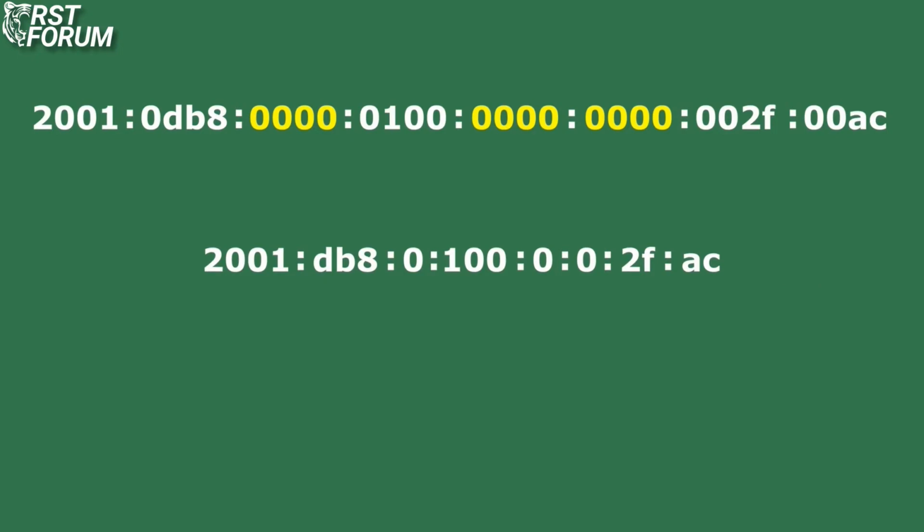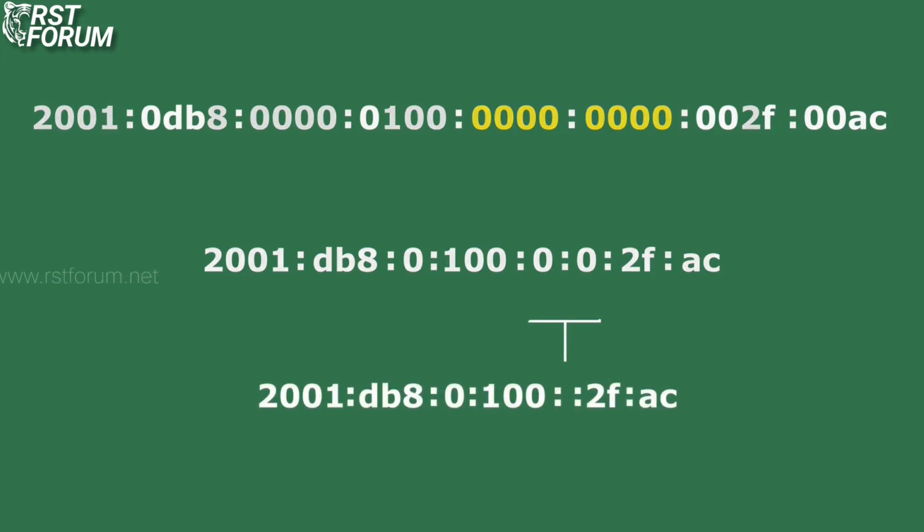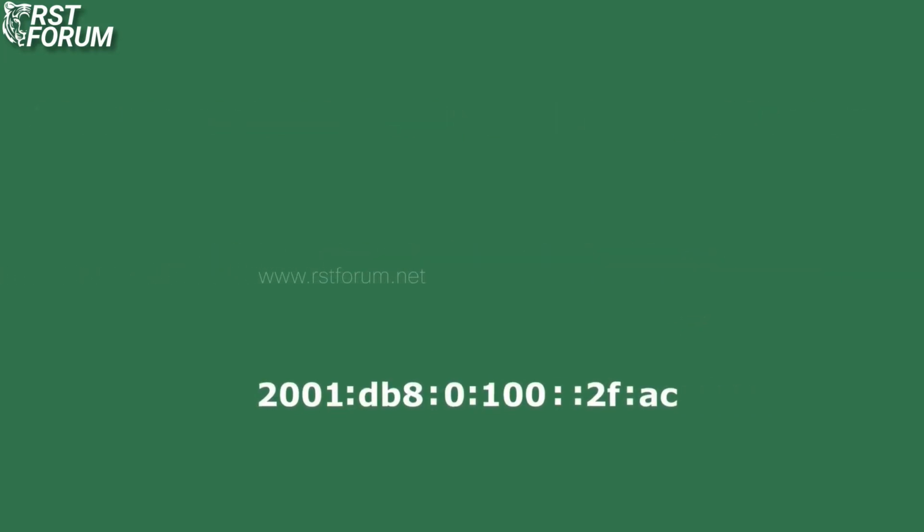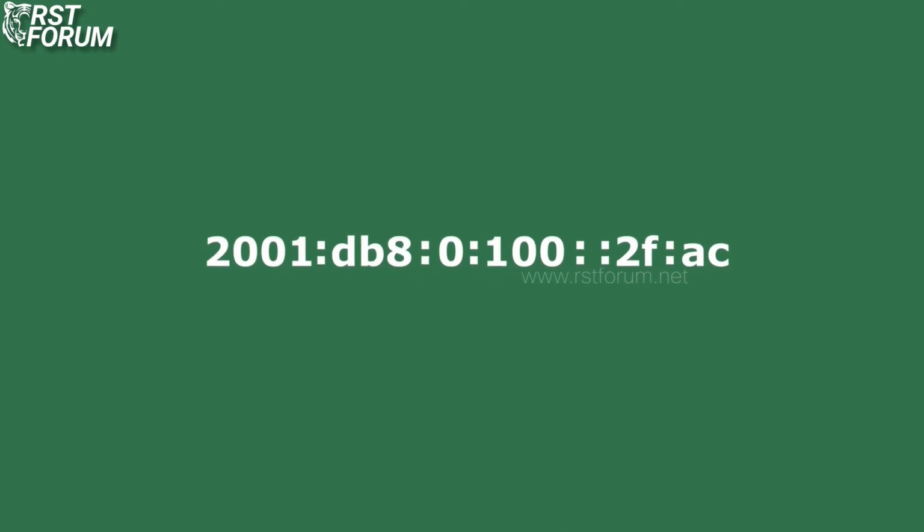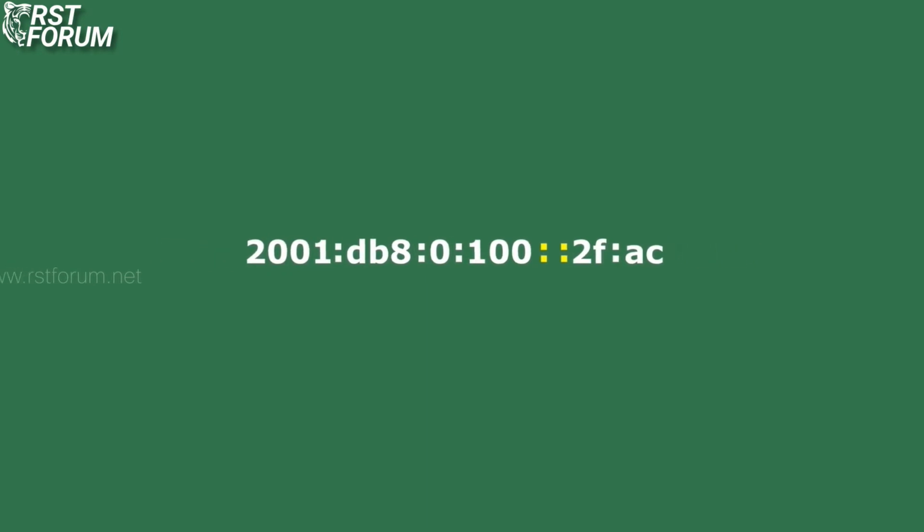And the final trick is to replace fields of successive zeros with a double colon notation. When the computer sees this address, it will see the double colon. It will find out that there are 2 missing words, and then fill in the zeros. The rule to this trick is that the double colon can only appear once in an address.